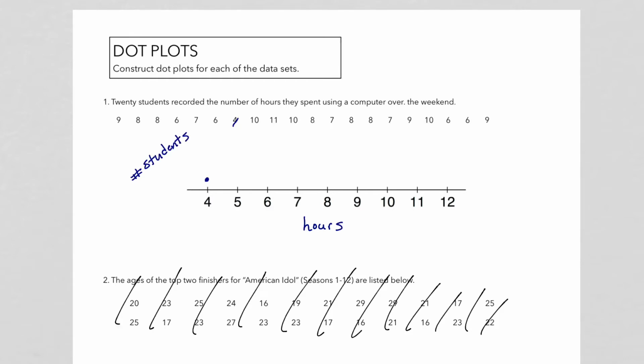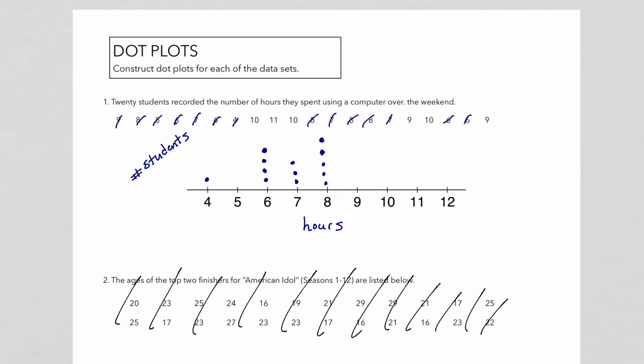All right, so 6. Let me see. We have 1, 2, 3, 4. All right, how many spent 7 hours? 1, 2, 3. How many spent 8 hours? 1, 2, 3, 4, 5.